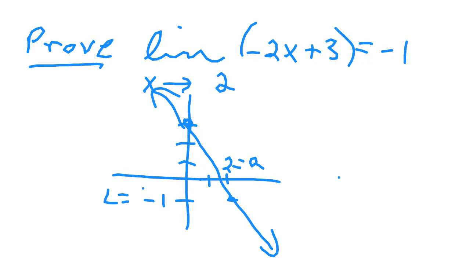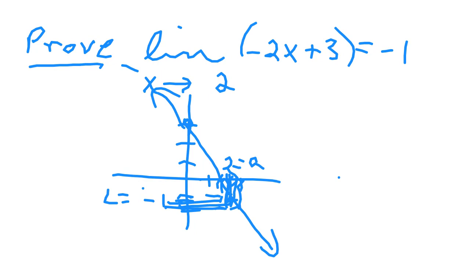Let me see if I can change colors here. It's not letting me change colors for some reason, but I don't really need it. For any epsilon window around L, if I reverse map it back, I should be able to come up with a delta window around 2, such that every x value maps to the line within that epsilon window. This is what we want to prove.